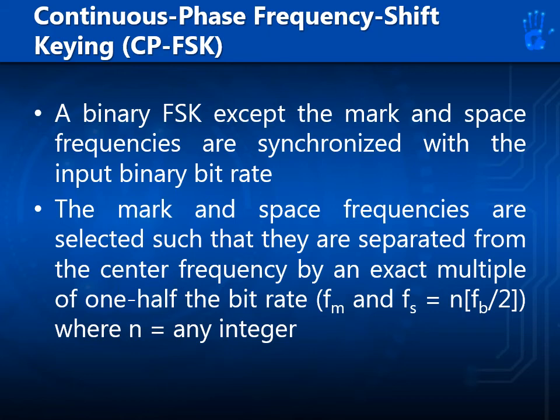Continuous phase frequency shift keying, or CP-FSK. CP-FSK is a binary FSK, except the mark and space frequencies are synchronized with the input binary bit rate. The mark and space frequencies are selected such that they are separated from the center frequency by an exact multiple of 1/2 the bit rate. So we have the equation f sub m and f sub s are both equivalent to n times f sub b divided by 2, where n may be any integer.